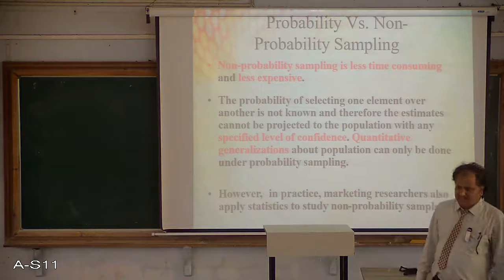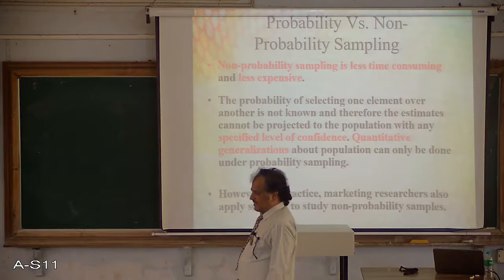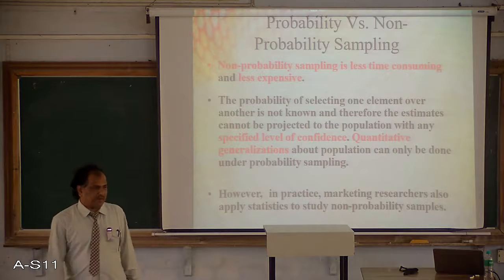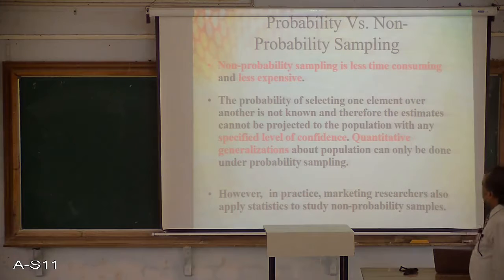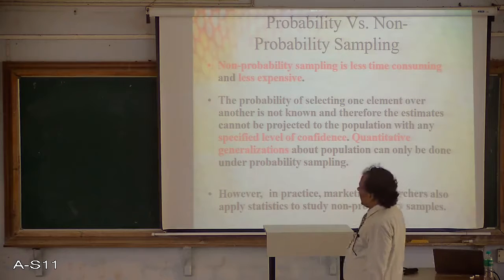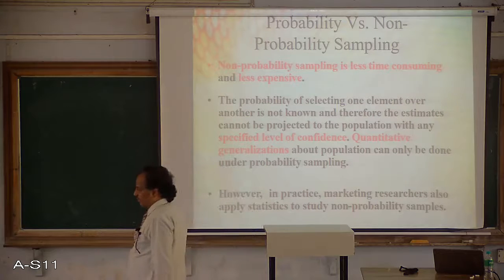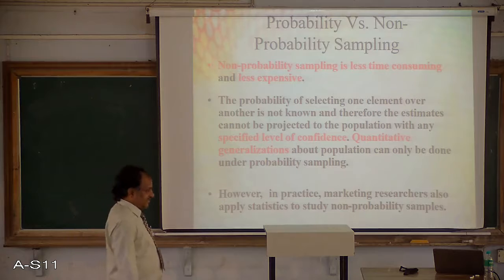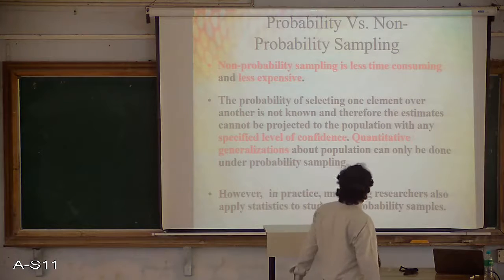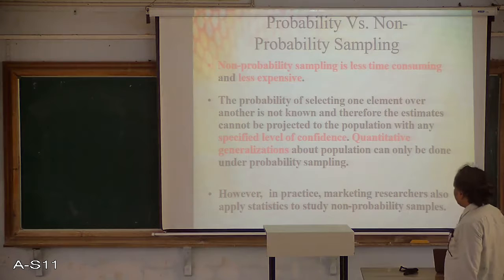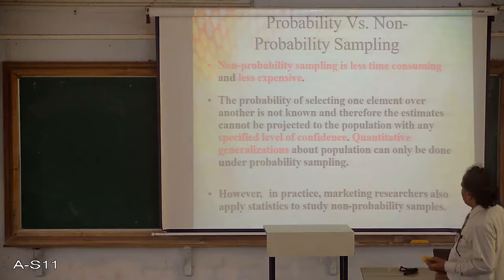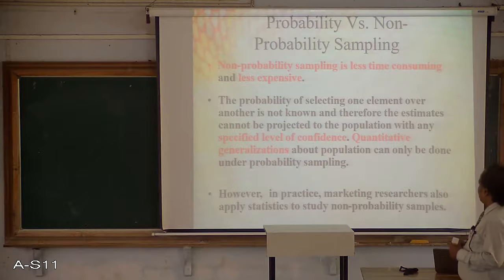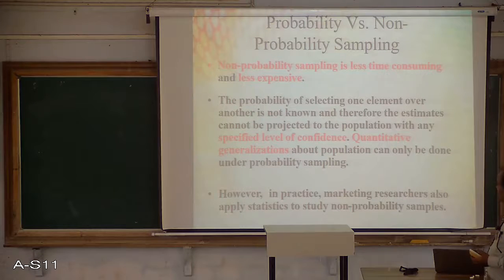Now, after having studied the different sampling design techniques under both types, probability and non-probability, we will try to compare and contrast all these methods collectively. The differences between probability and non-probability sampling: non-probability sampling is less time consuming and less expensive, as the decision is taken solely by the researcher himself. The decision is faster and less expensive compared to probability. The probability of selecting one element over another is not known, and therefore the estimates cannot be projected to the population with any specified level of confidence. Quantitative generalization about the population can only be done under probability sampling.